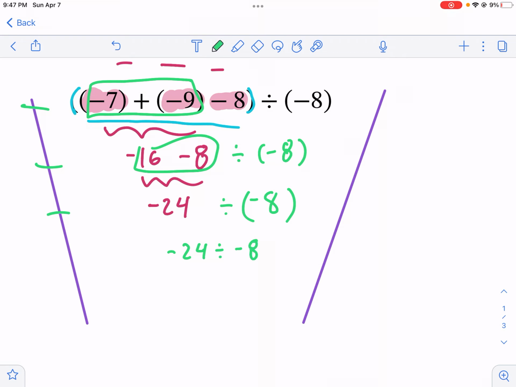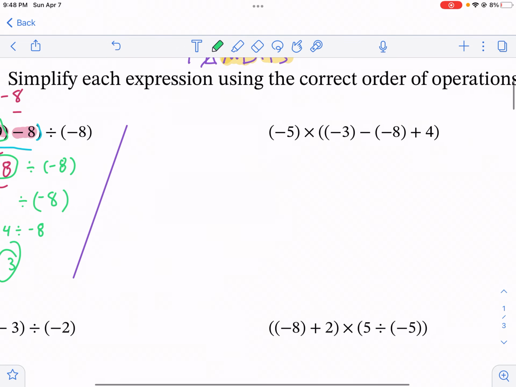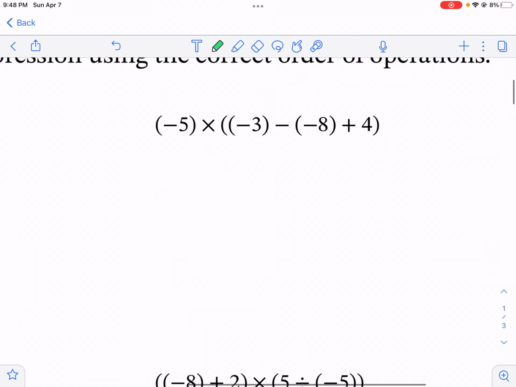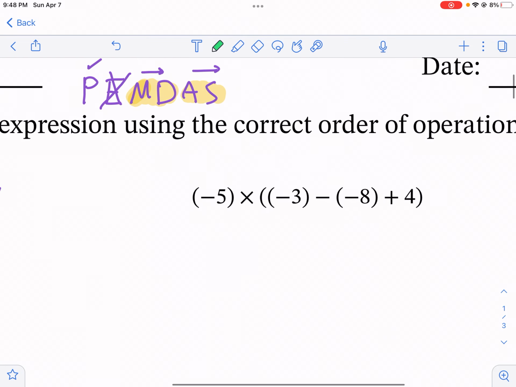So positive 3 is my answer, and I'm done. See how I went from this funnel effect here? And that's the whole point of order of operations. Let's move on to the next one. So again, I'm starting off with parentheses.